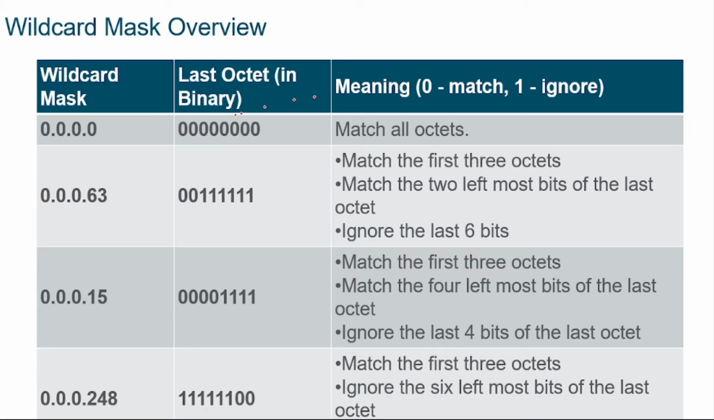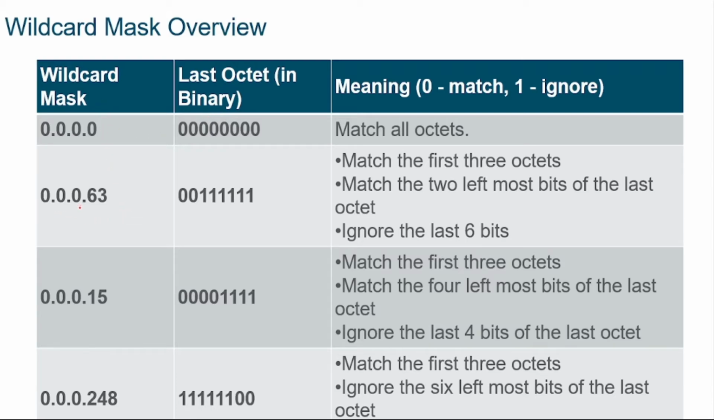If you have a wildcard mask of 0.0.0.0, in the last octet in binary, that means match all octets. So considering the last octet 0, that means that is 8 zeros. The meaning is you have to match all octets. Remember, 0 is equal to match and 1 is equivalent to ignore in wildcard mask.